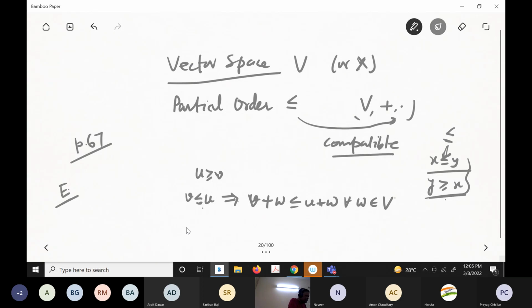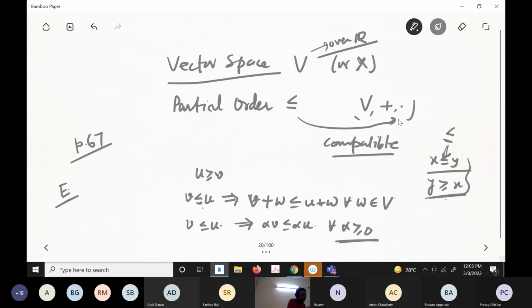And about the scalar multiplication, V less than or equal to U implies that alpha V is less than or equal to alpha U for all alpha, yes, positive alpha. It is over the reals; this is a vector space over R, so it makes sense. So this is compatibility between this relation and scalar multiplication.